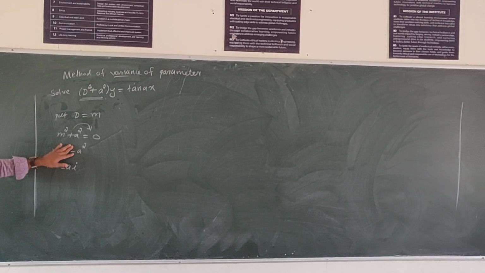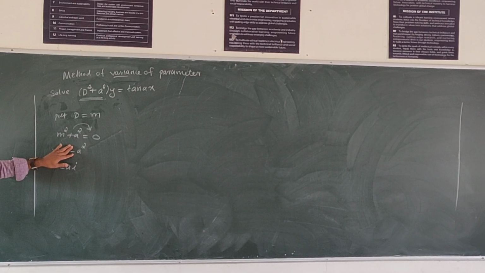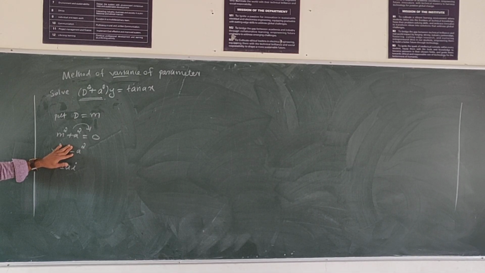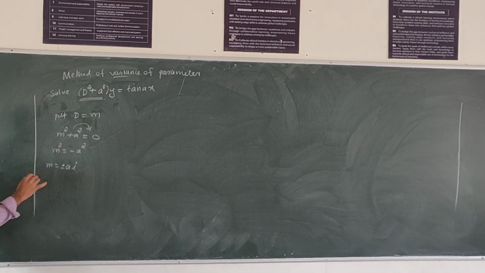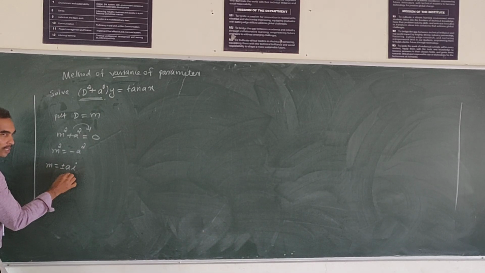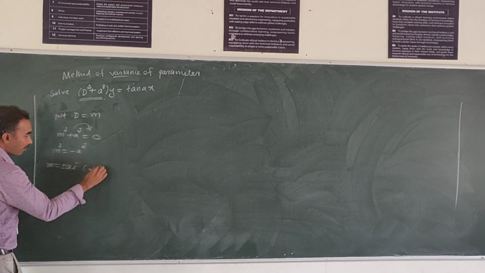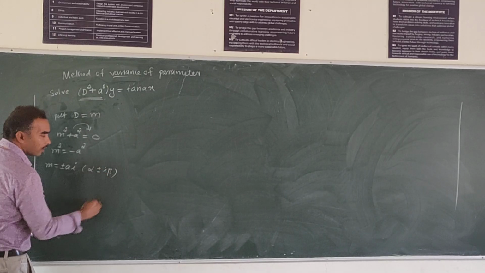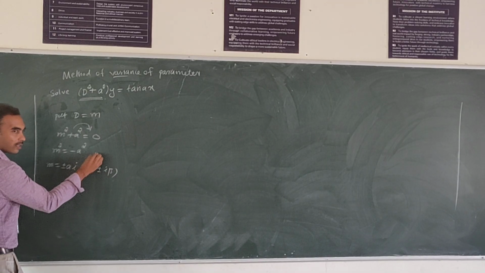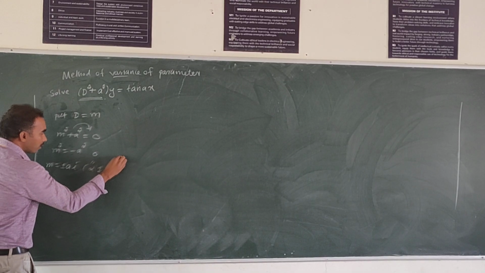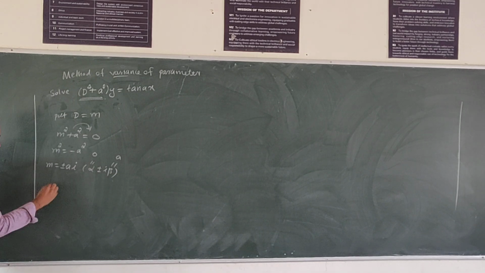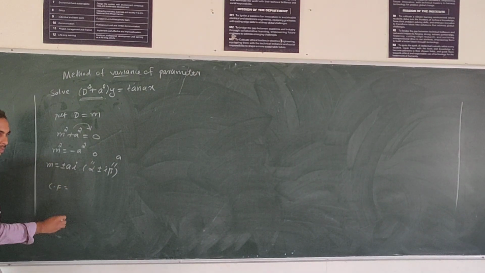Suppose plus means, what to write? Plus or minus a. So keep that in mind, ±a. This is a complex root, so it is in the form of alpha ± i beta. Here what is alpha? 0. What is beta? a.